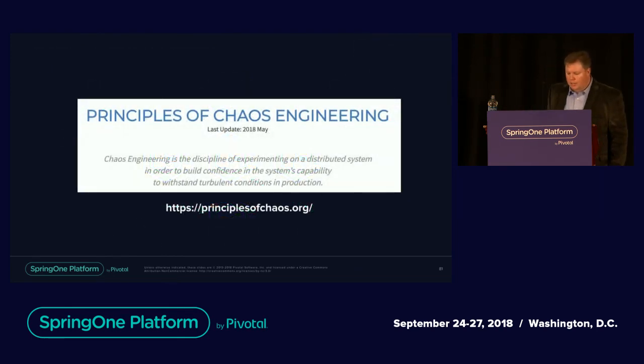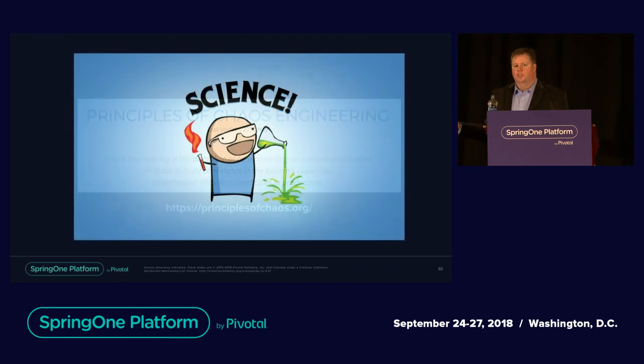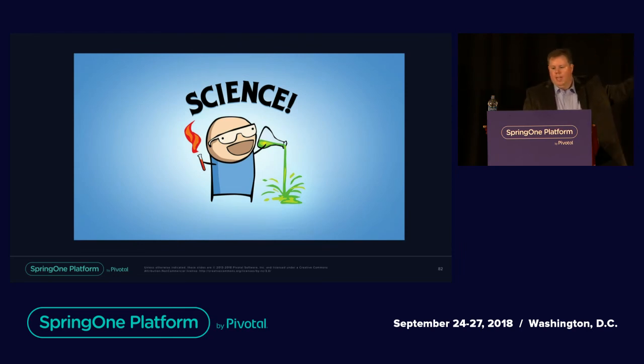So, fun website that you can go read, sort of the manifesto of this: Principles of Chaos Engineering. But basically the idea is that we're going to do science on our system. We're going to figure out a hypothesis about how our system's going to behave, and then we're going to throw chaos at the system and see what happens. And either our hypothesis is going to be validated or it's going to be invalidated.